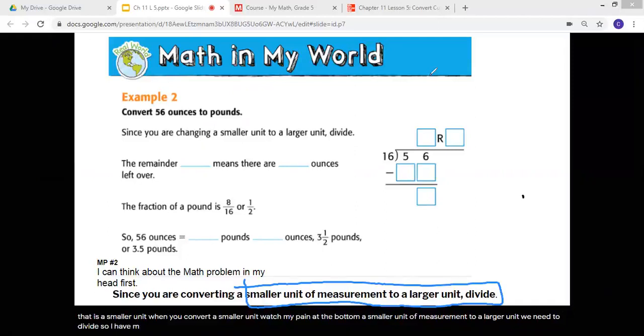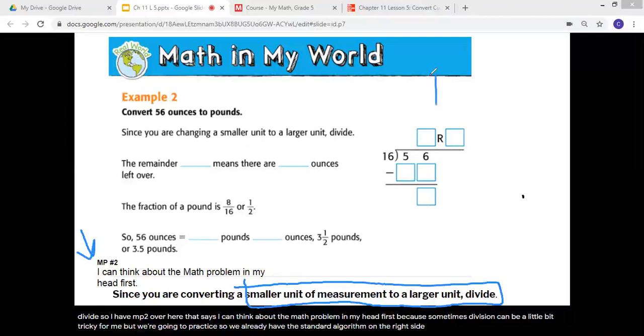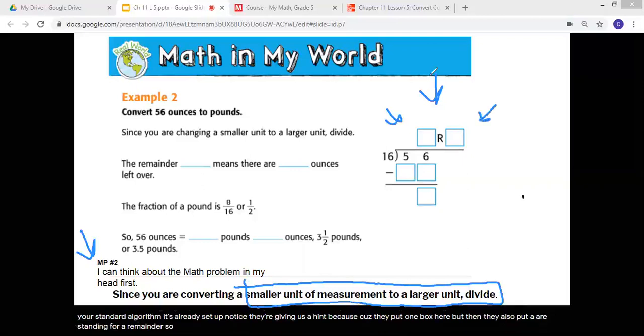So I have MP2 over here that says I can think about the math problem in my head first, because sometimes division can be a little bit tricky for me, but we're going to practice. So we already have the standard algorithm on the right side. I'm going to draw an arrow toward it. There's your standard algorithm. It's already set up. Notice they're giving us a hint because they put one box here, but then they also put an R standing for remainder. So I can expect a remainder for this answer.